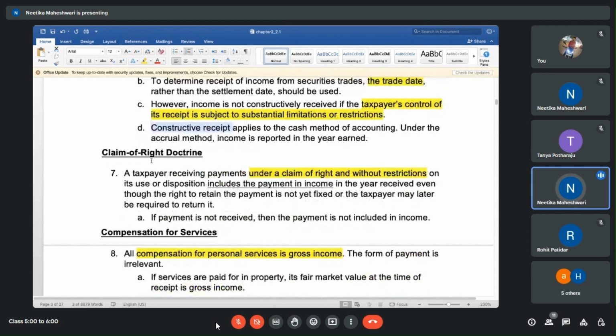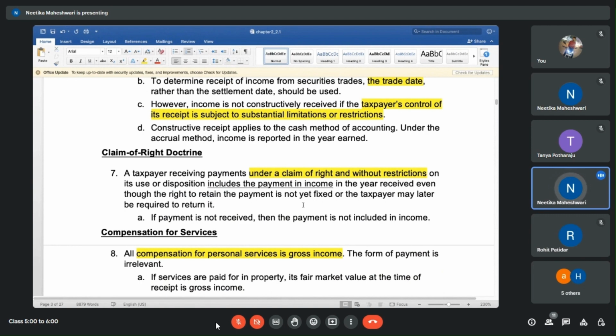Okay. Claim of right doctrine. If a taxpayer receives payments under a claim of right and without restrictions, then we have to include that payment as income in the year received. A taxpayer receiving payment under a claim of right and without restriction on its use or disposition includes the payment in income in the year received, even though the right to retain it is not yet established. What they're trying to say here is, if you have established a right that the services are performed, and I have a right to receive this with no other contingency, no other restriction.